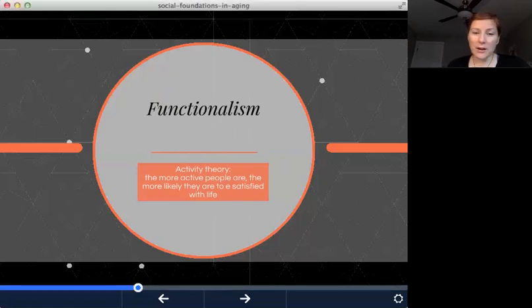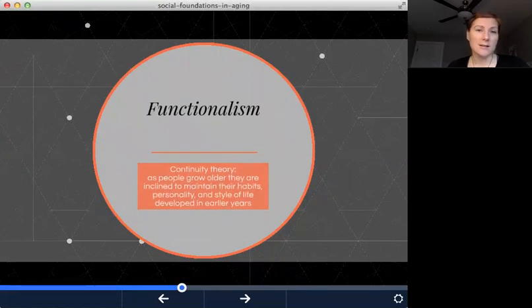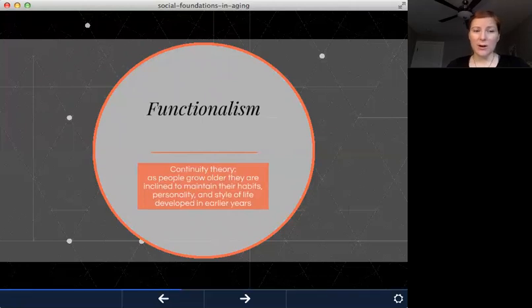Another functionalist theory is very similar. It's continuity theory. They're related. So this theory would suggest that when we think about growing older, we're inclined to maintain our habits that we used to have. Our personality stays largely the same. Our style of life that we developed earlier, we want to continue doing these things. And it's sort of an offshoot of that activity theory as well. Whether it's relationships or different types of activities or our personalities, we keep doing those things.